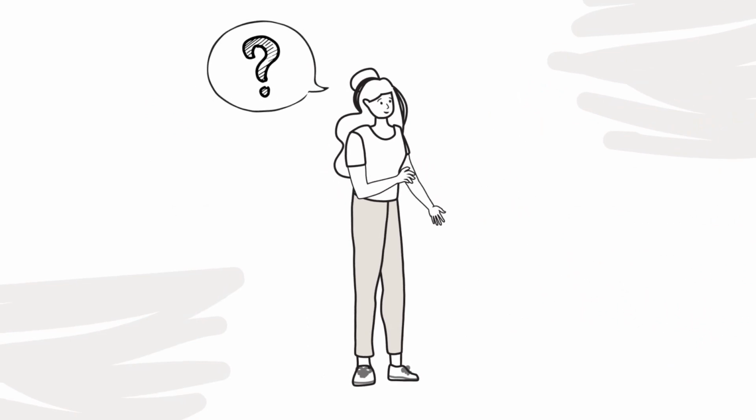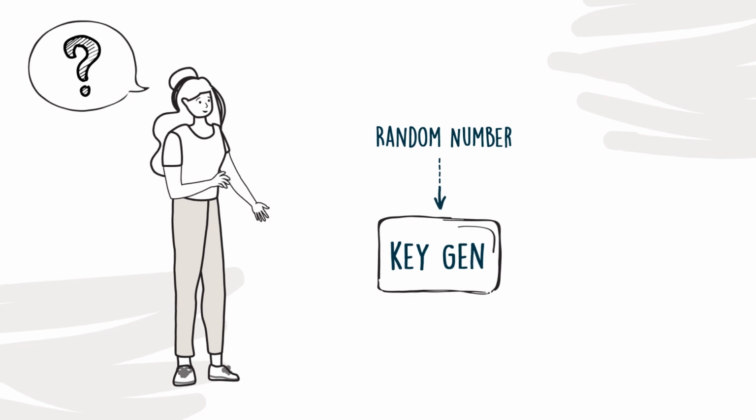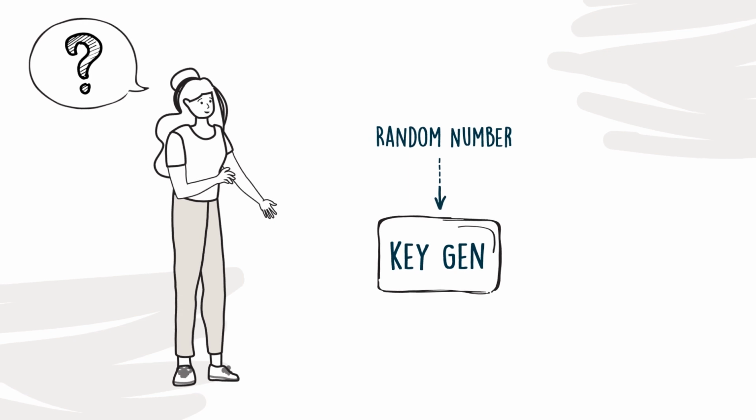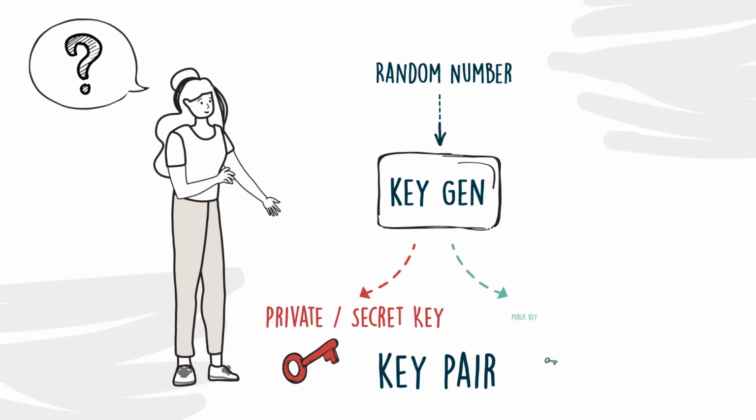So what's the alternative? This is where public key encryption comes in, also called asymmetric encryption because the two sides have two different keys, called a key pair. The key pair consists of a secret key and a public key.